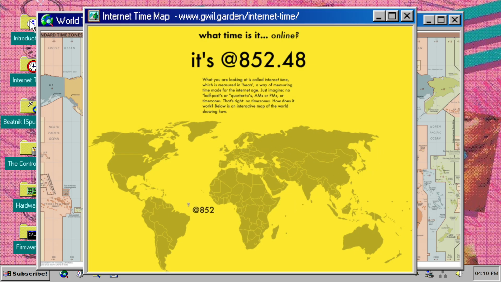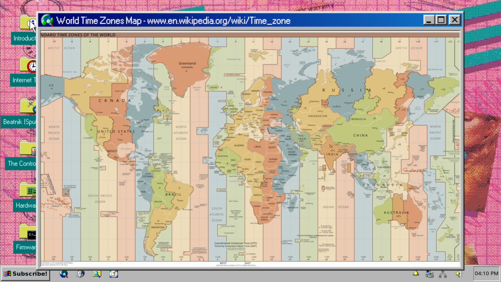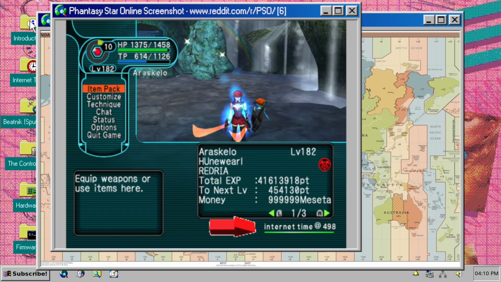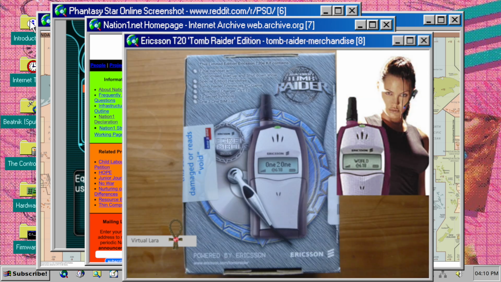While internet time never became mainstream, it did find its way into a few interesting places. Notable adopters include the online role-playing game Phantasy Star Online, Nation 1, an online country run by children, and the Ericsson T20e Tomb Raider Edition mobile phone, among others.